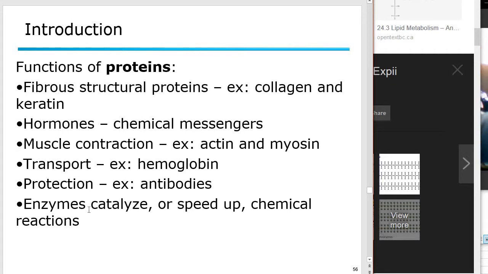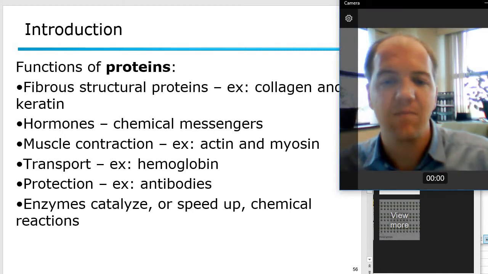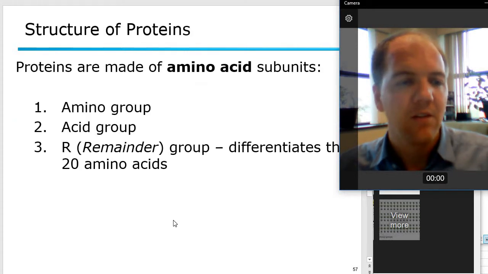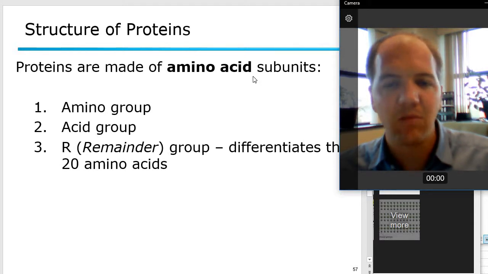So all enzymes are proteins, and they help us carry out all the metabolic reactions that are happening inside our body. So proteins are very, very important parts of our cells and our bodies. So what is the building block of proteins? You may have heard of these before, amino acids. Amino acids are the monomers of proteins.